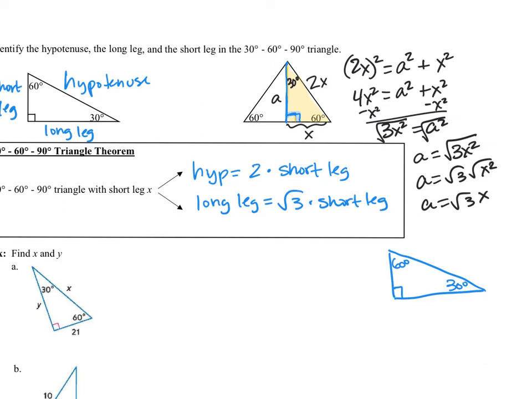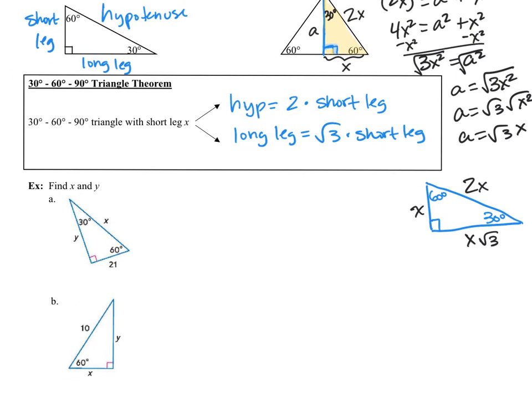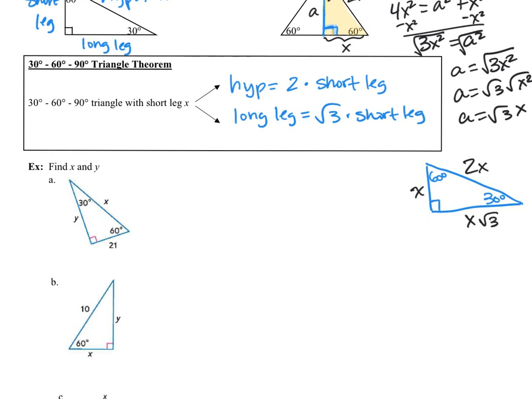So let's go ahead in this picture and call the short leg x. Then our theorem tells us that the hypotenuse is 2 times the short leg, and the long leg is going to be the short leg times the square root of 3. Okay, so that will always be the case, and so it's another situation where this is really just a shortcut of the Pythagorean theorem. So let's use that theorem now to find x and y in example A.